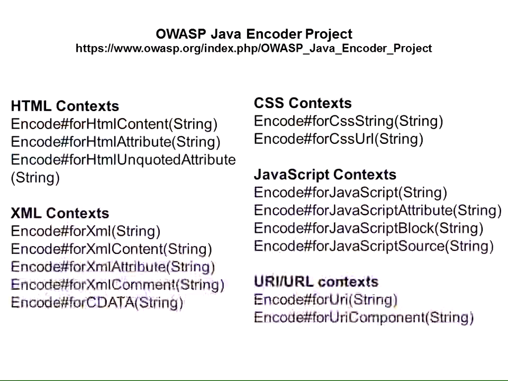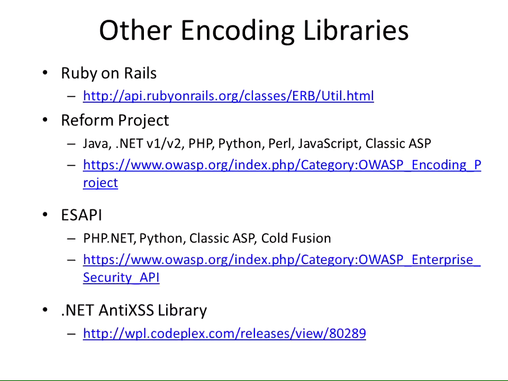Luckily, we do see these in most languages. Java's a bit behind the times, but we do have the OWASP project, which I call production quality. Ruby on Rails has a built-in contextual encoder. The Reform project, old school OWASP, like a 7-year project, it still has a good encoder for classic ASP and JavaScript and Perl.